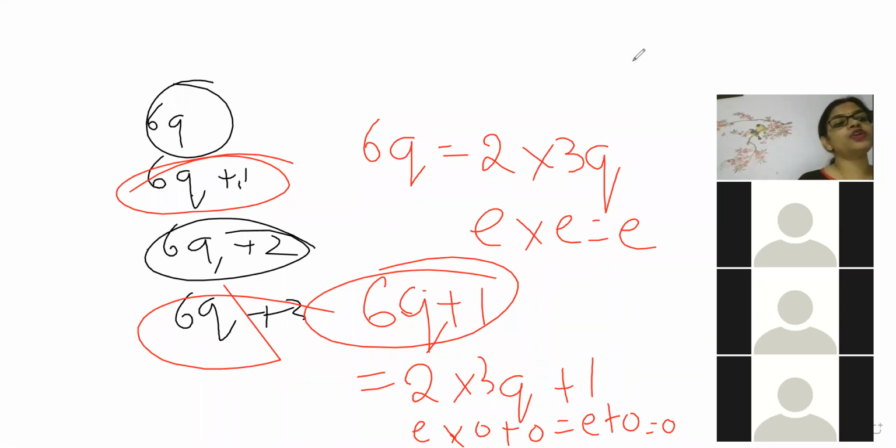I want you all to practice this question. 6q plus 5, 6q plus 7, 6q plus 8. Now tell me quickly. You have to only write O and E. Okay, ready? 6q plus 5.